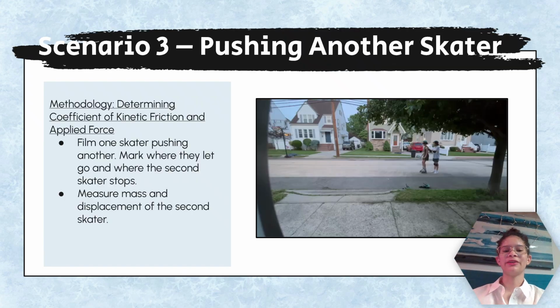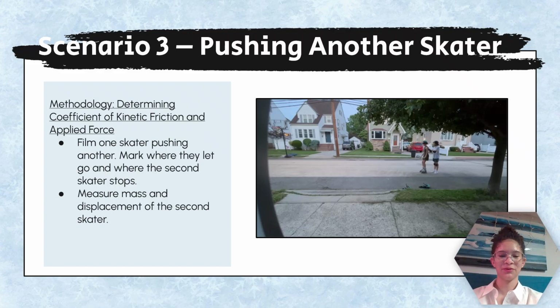And now we have our final scenario, pushing another skater along the ice/concrete, the kind of stuff we do when we're fooling around pretending to ice dance. So it's pretty self-explanatory. One skater's pushing another until they let go, and then they slow down and stop. I'm sure the video is playing right here. Yeah, I'm heading in the right direction. Oh, look, I just did it.